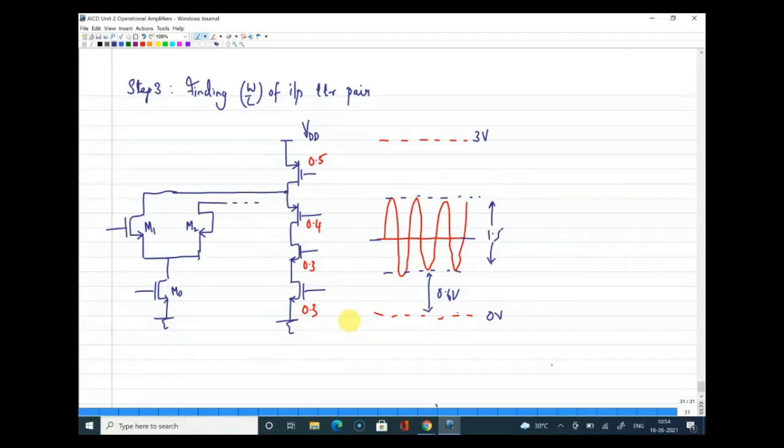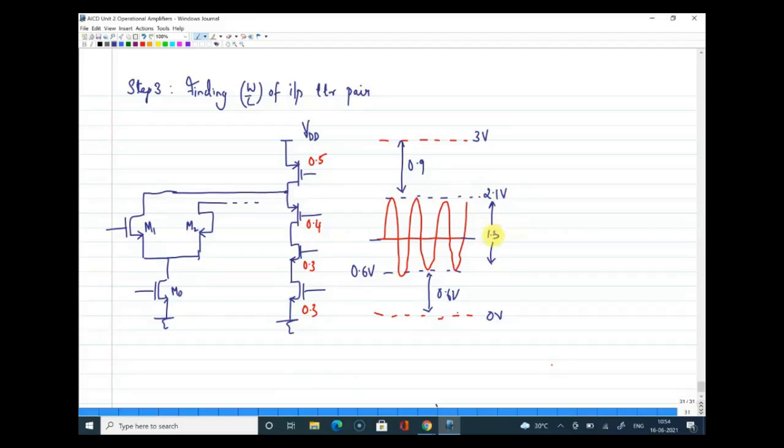The output swing minimum is 0.6 volt here. Similarly, on the top you have 0.5 volt for the current source and 0.4 for the cascode of the input. So this is around 0.9. That means from 3, if you deduct 0.9, what I will get here is 2.1 volt. Right. So 2.1 minus 0.6 is 1.5. That is what you have here as the swing.